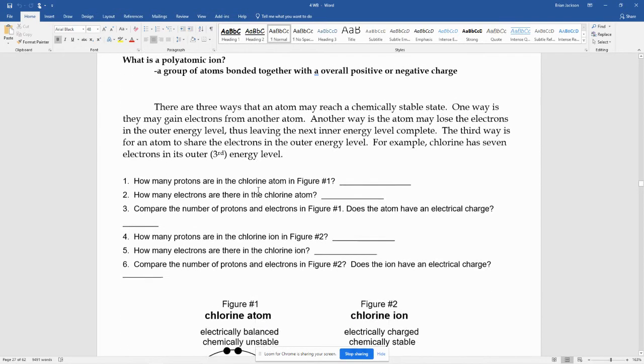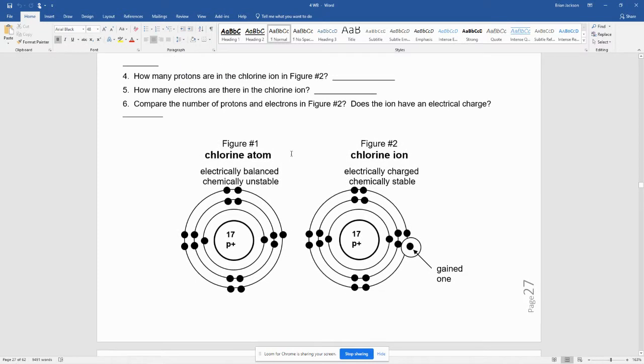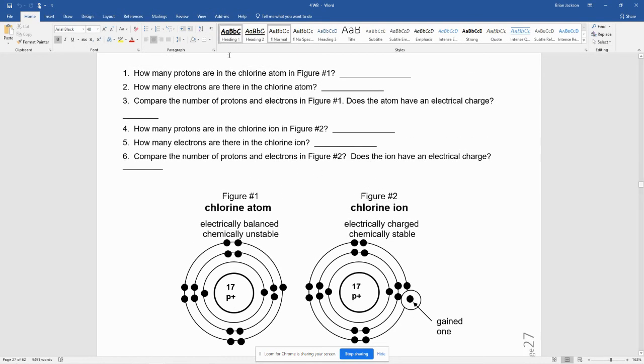Polyatomic ion. So what they do is they have this picture at the bottom of page 27, or I guess it's really two pictures down here. Both of them are chlorine, but one's a chlorine atom and one's a chlorine ion. You want to answer the 6 questions that are up here. First, how many protons are there in chlorine figure number 1? Well, there's 17 protons. Because it's saying it's chlorine and it's 17, that can't change. The number of protons doesn't ever change. It's got to be 17 all the time.